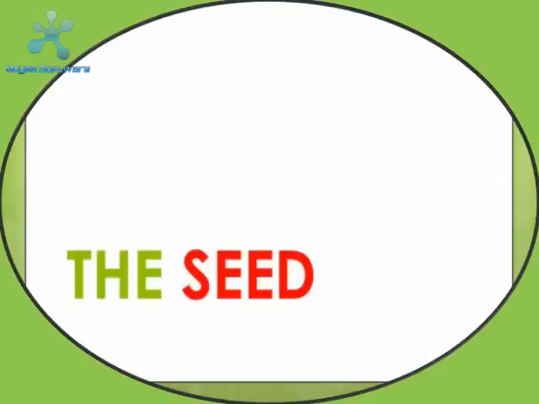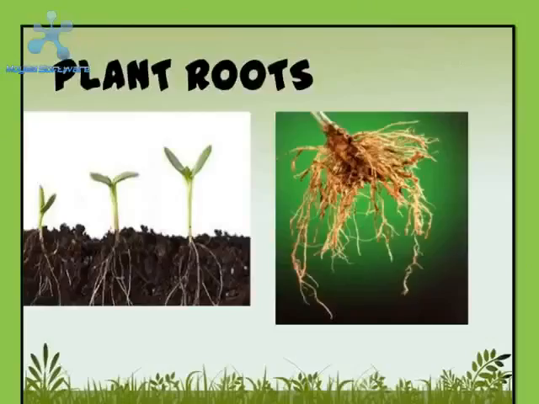After a seed, the next part of a plant is root. Roots grow under the ground, and in the picture you can easily identify the roots. How do the roots look? You can identify them. It grows under the ground. This is the part of the plant which always grows under the ground.